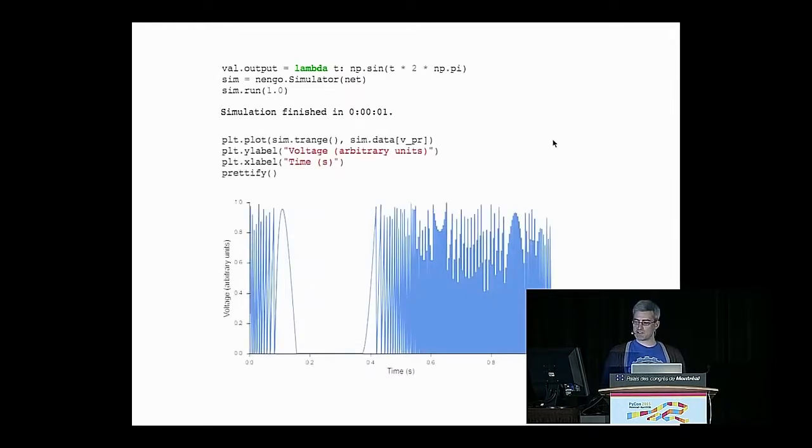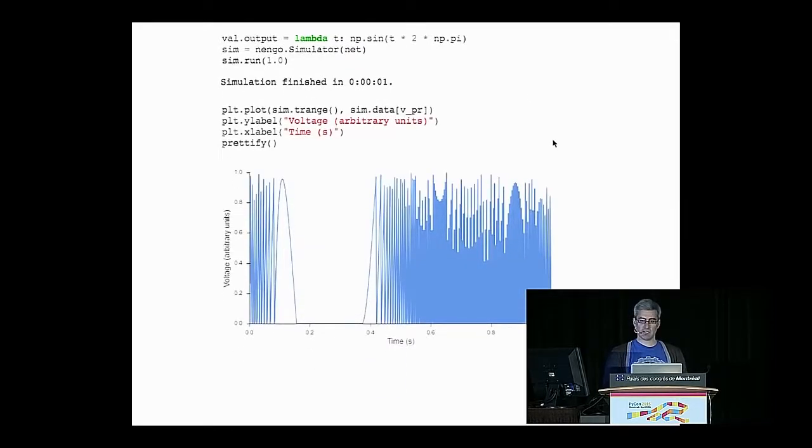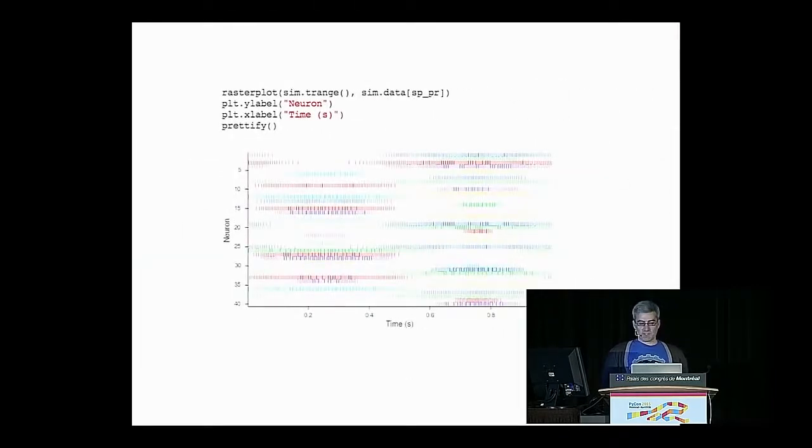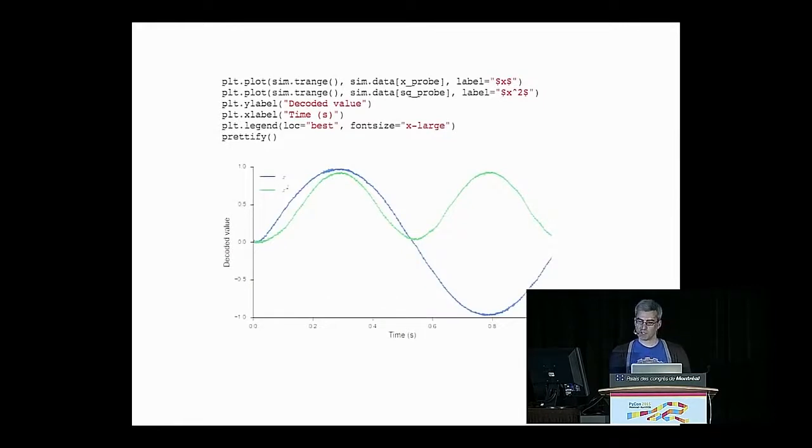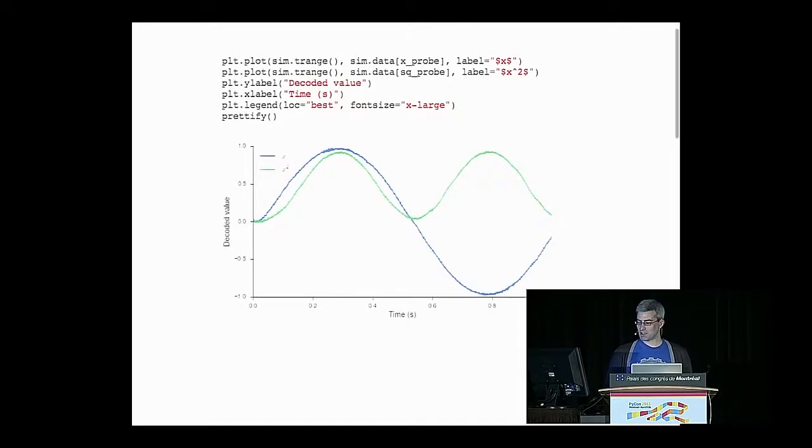If we look at the voltage trace in that neuron in X again, there are some areas where it's not getting any injected current, and so the voltage trace is staying at a minimum value. If we look at the spike raster, we see that there's a clear pattern happening here, that we have some cells that are sensitive to the start of the sine wave and other cells that are sensitive to the end of that sine wave. And if we decode out that value, we get a pretty good representation of the sine wave that we were trying to encode. So we get the up-down behavior in our X population, and we represent the square in this X squared population.